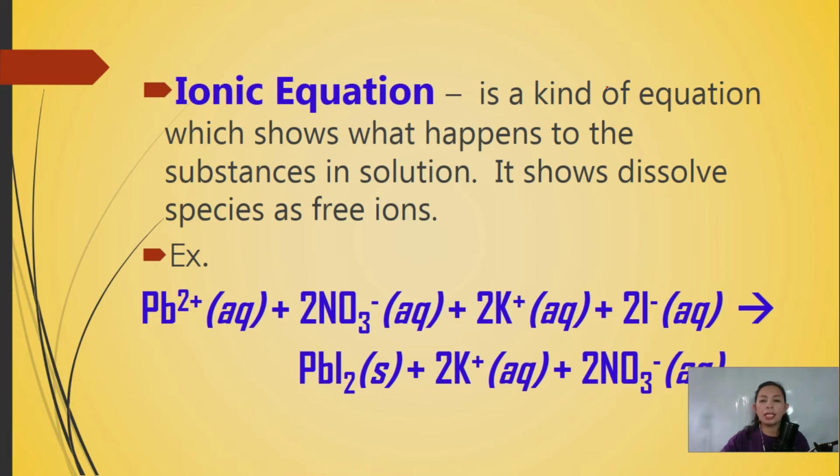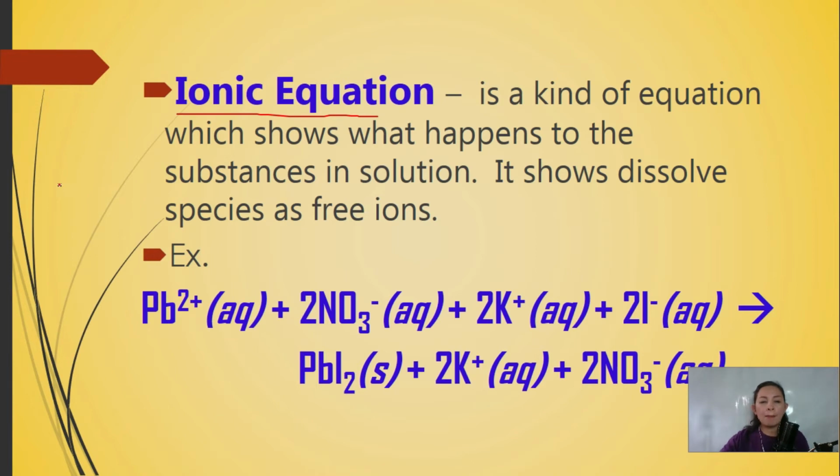An ionic equation is a kind of equation which shows what happens to the substances in solution. It shows dissolved species as free ions. So again, an ionic equation shows what happens to the substance in solution, which means if a substance is soluble in water, you have to ionize the substance. If it is insoluble, it will remain as a whole unit.